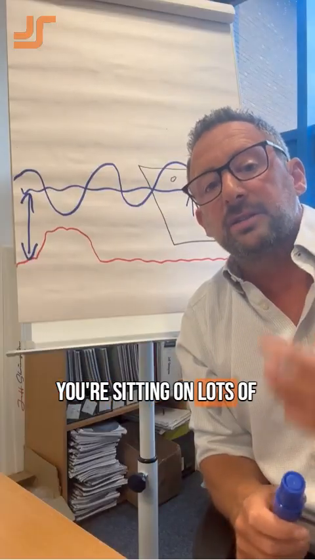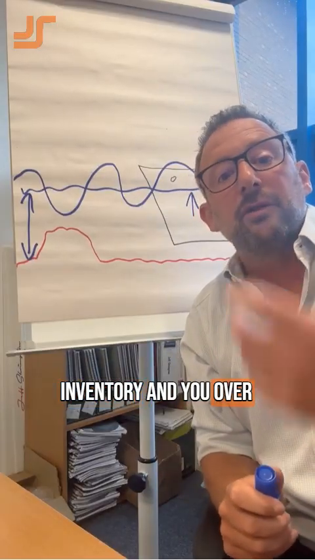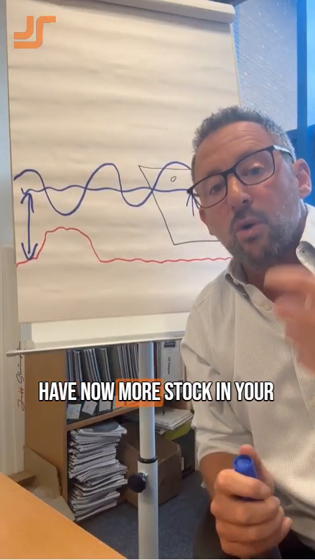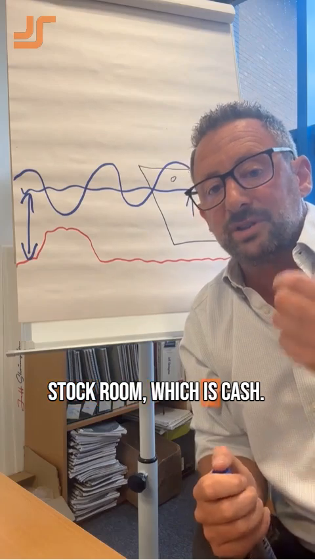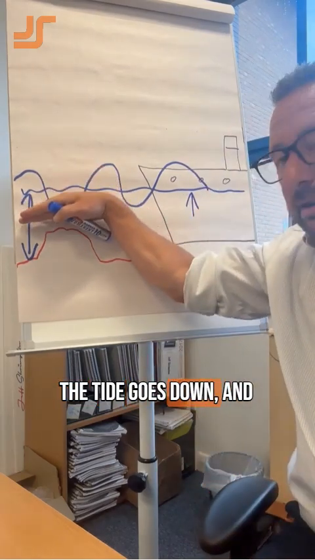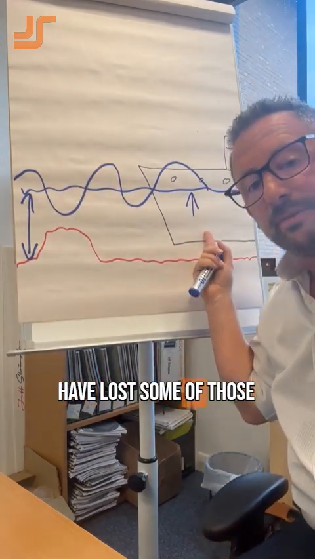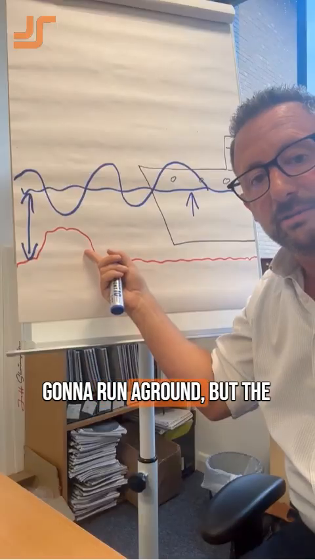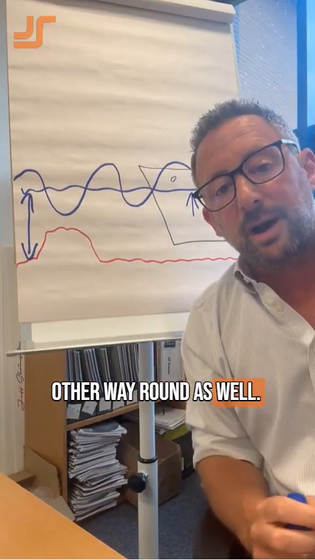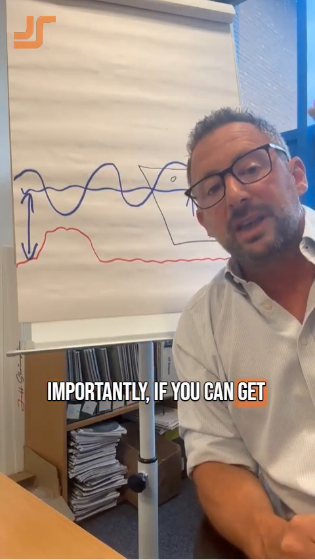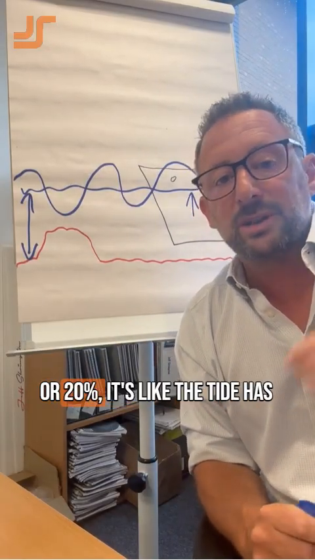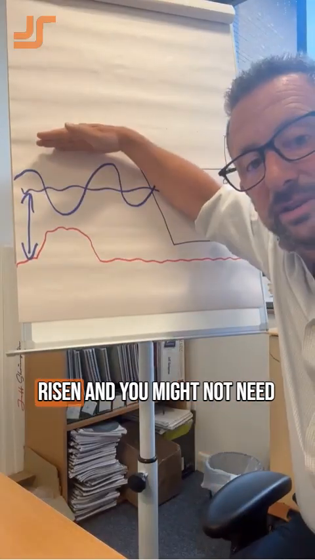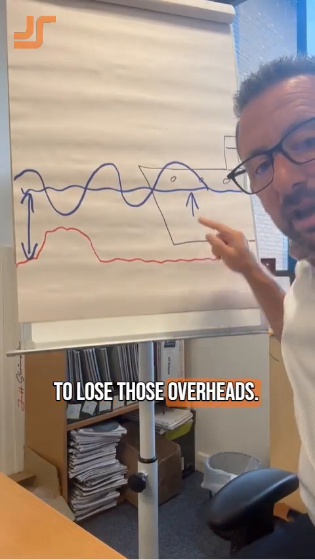Also about inventory. If you're sitting on lots of inventory and you over-order on inventory and you have now more stock in your stock room, which is cash, the tide goes down, and even though you might have lost some of those overheads, you're still going to run aground. But the other way around as well, importantly, if you can get your inventory down by 10 or 20%, it's like the tide has risen and you might not need to lose those overheads.